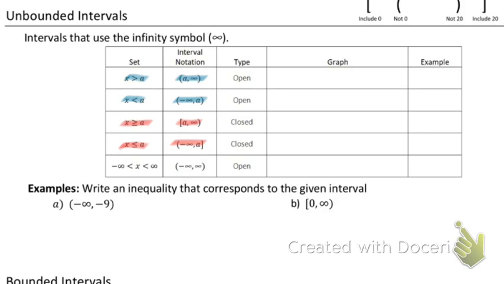Then I said what type they were. They're open if they just have parentheses. They're closed if they have that bracket. And it's okay they have a parenthesis at the end through infinity because infinity always does. You still say it's closed.